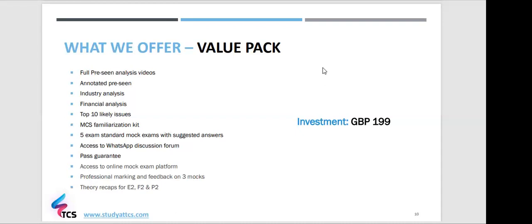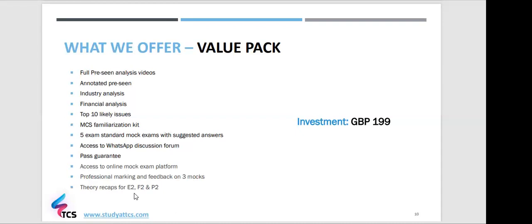And on top of that, it's of utmost importance that you get your hands on the theory recap slides pertaining to E2, F2, and P2, because as per my experience, what I've seen is exemption students who come through the exemption route lack a proper understanding about theoretical content. Without theoretical knowledge, you can't pass the MCS exam. You need to have knowledge pertaining to E2, F2, and P2 related areas.